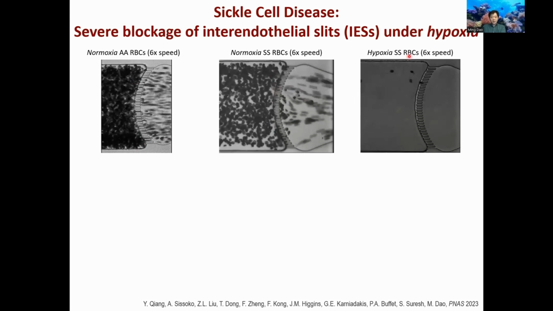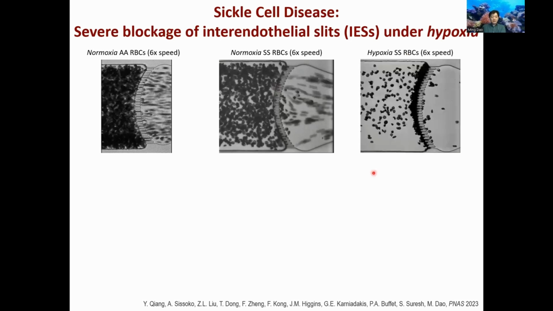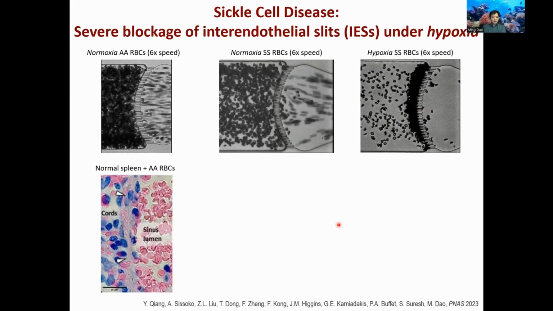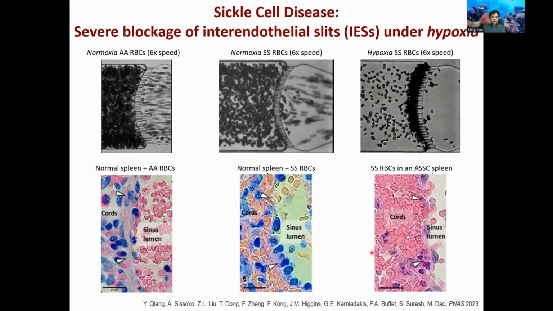But if we have sickle cells under hypoxia, we can see what happens. It can quite quickly get clogged, because the sickle cell gets sickled and very stiff, and then you can quickly block all these slits. These observations, we observed all of them either in vivo or in vitro or ex vivo by our collaborator, Dr. Pierre Buffet.